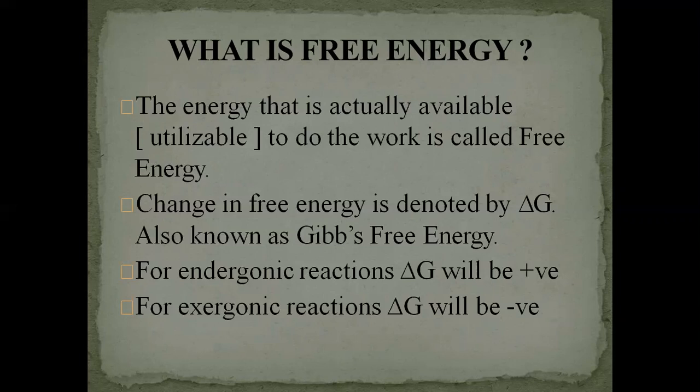The value of delta G can be positive or it can be negative. If the value of delta G is positive, it is known as an endergonic reaction. And if the value of delta G is negative, it is an exergonic reaction. Exergonic reaction, as we have discussed in the previous lecture: if energy is released during a reaction, this is called an exergonic reaction, and this energy release is denoted by the negative value. If energy is utilized by the reaction, it is called an endergonic reaction, and the value will be positive.